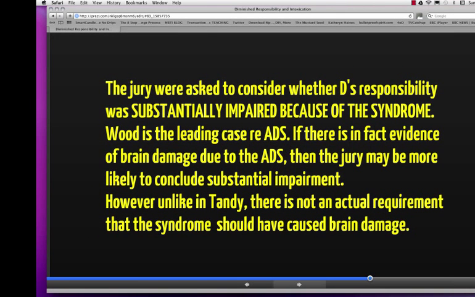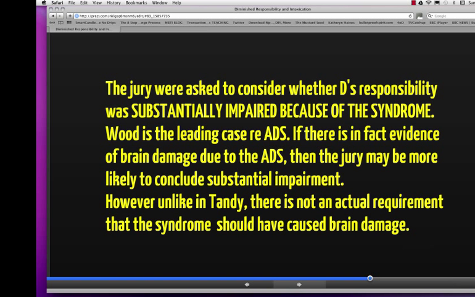Now, the jury were asked to consider whether the defendant's responsibility was substantially impaired because of the syndrome. Okay, so take this information in small segments. Wood is the leading case regarding alcohol dependency syndrome. If there is in fact evidence of brain damage due to the ADS, then the jury may be more likely to conclude substantial impairment. However, unlike in Tandy, there is not an actual requirement that the syndrome should have caused brain damage.